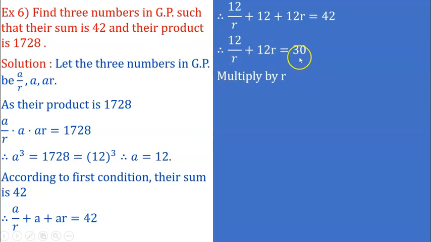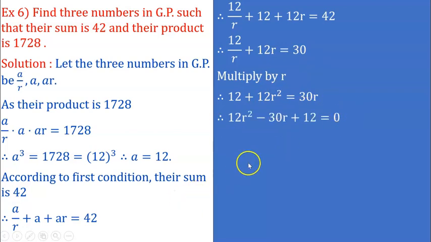Multiply this expression by R. Then you will get here 12. 12 upon R into R means what? R R get cancelled. And finally you will get here 12. Next, 12R into R, you will get here 12R square. 30 into R, 30R. And this is the quadratic equation. Therefore, 12R square minus 30R plus 12 is equals to 0.